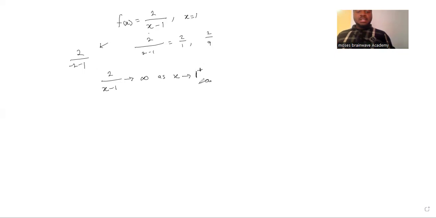Similarly, we can have the value of this function, 2 upon x minus 1, going to negative infinity as x tends to 1 from the negative direction. So the notation here simply means x approaches 1 from above. For this one, x approaches 1 from above, right? For the other one over here, it simply means x approaches 1 from below. Fantastic. Thus, the function 2 upon x minus 1 has a vertical asymptote at x equals 1.